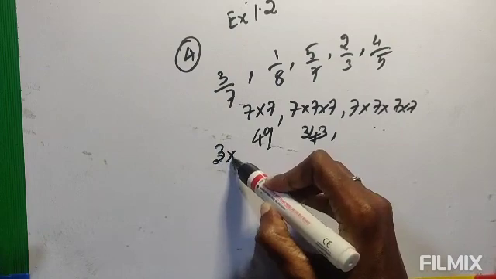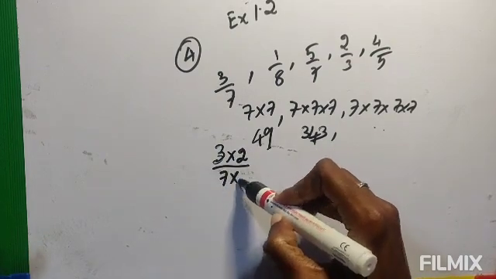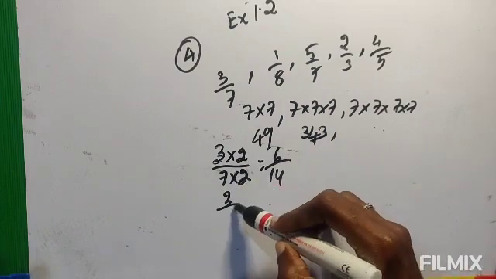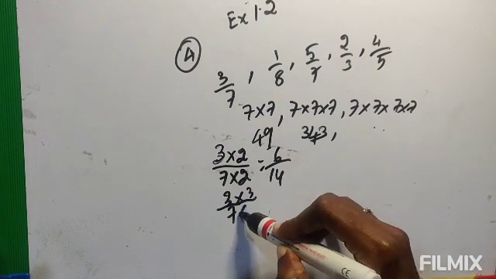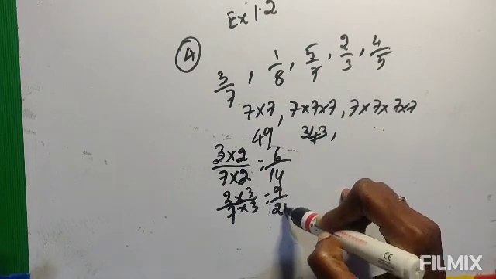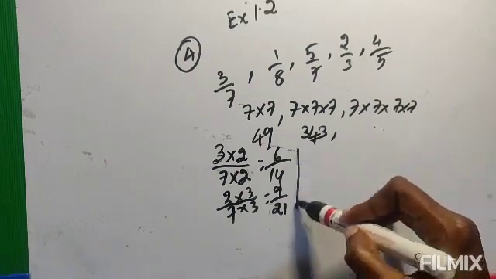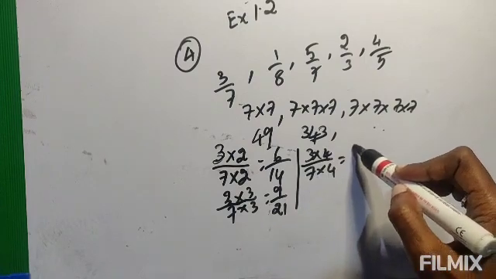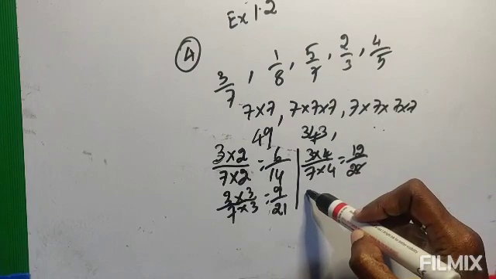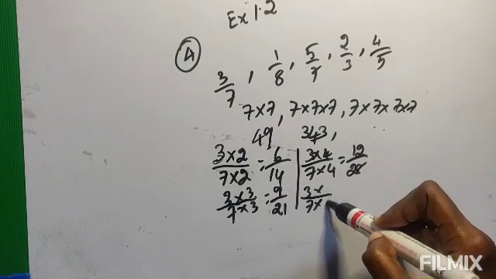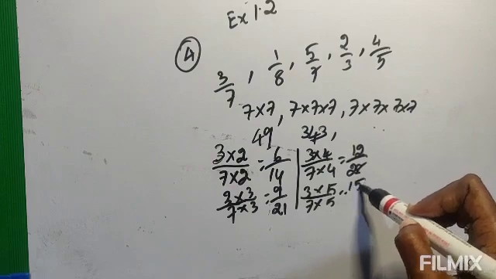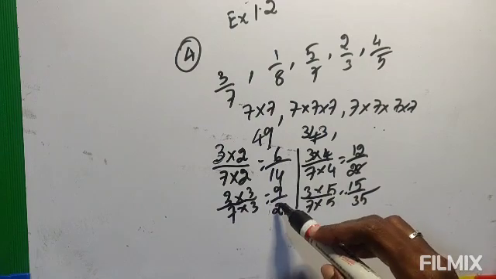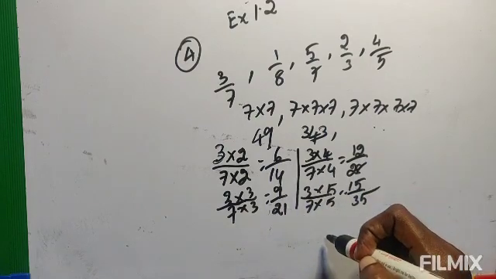First you have to multiply, start from 2. So 3 2s are 6, 7 2s are 14. Next I told after 2 then you will multiply the numerator and denominator by the next number, that is 3. 3 3s are 9, 7 3s are 21. Again after that you have to multiply by 4. After that you have to multiply by 5. Okay, so the equivalent fractions are 6 by 14, 9 by 21, 12 by 28, 15 by 35.